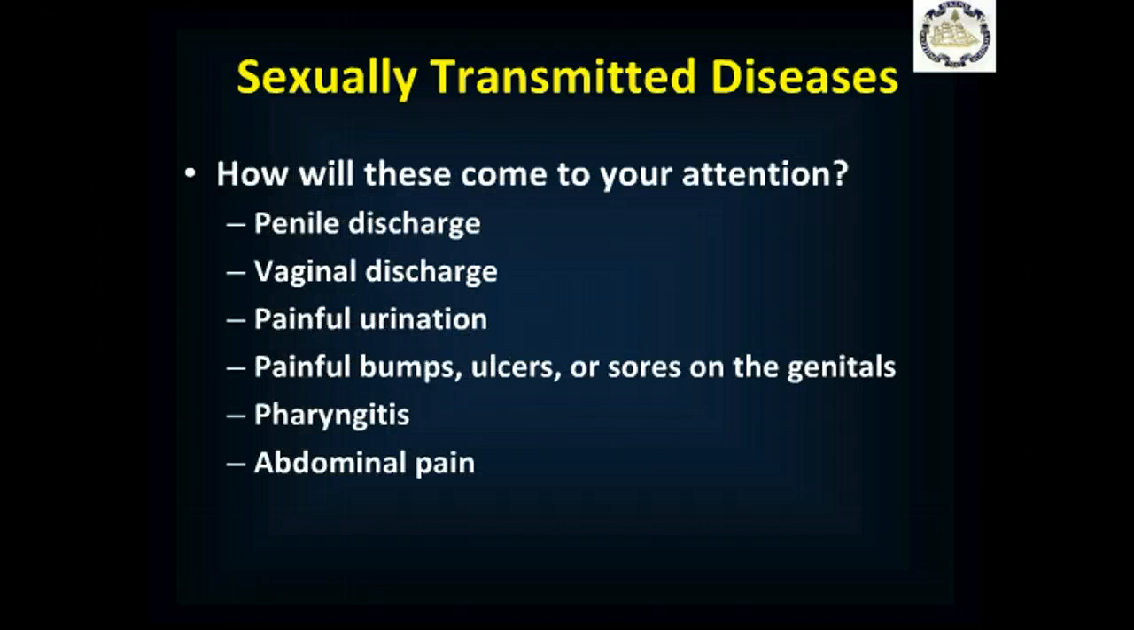So how is it that you're going to end up taking care of these patients? Well, you'll have a patient who comes in complaining of penile discharge or vaginal discharge that's new or different, burning when they pee, painful bumps or sores, or non-painful sores or ulcers on the genitals, a sore throat, pharyngitis. You can get from oral sex many of these STDs of the throat, and abdominal pain, often lower abdominal pain, but in females, particularly when the infection spreads and they have pelvic inflammatory disease, they can have significant abdominal pain.